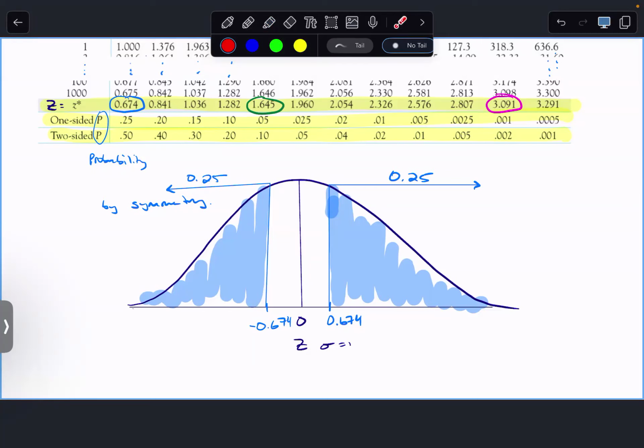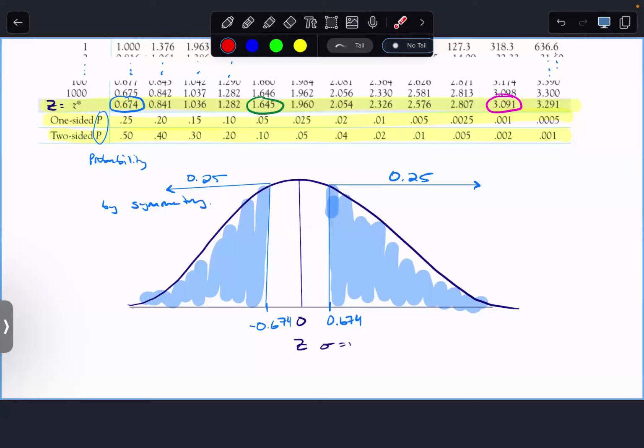So how can we use this? What does this mean? The probability of being 0.674 standard deviations below the mean, because it's negative, the probability of that is 0.25 or 25%. Or the proportion of observations less than 0.674 standard deviations below the mean is 0.25.